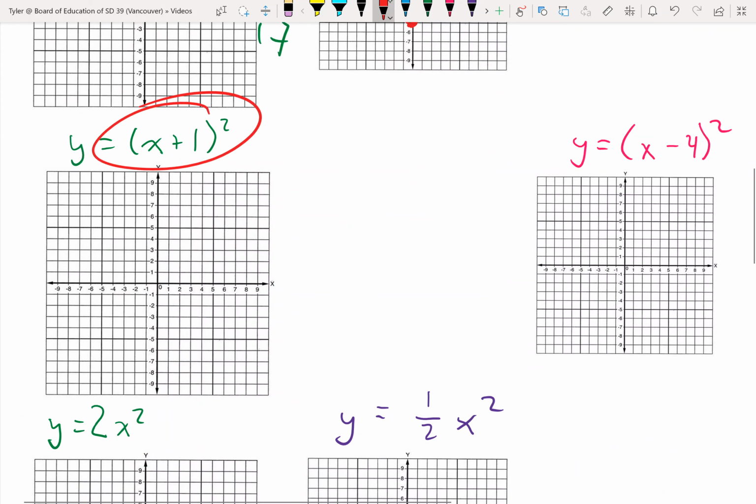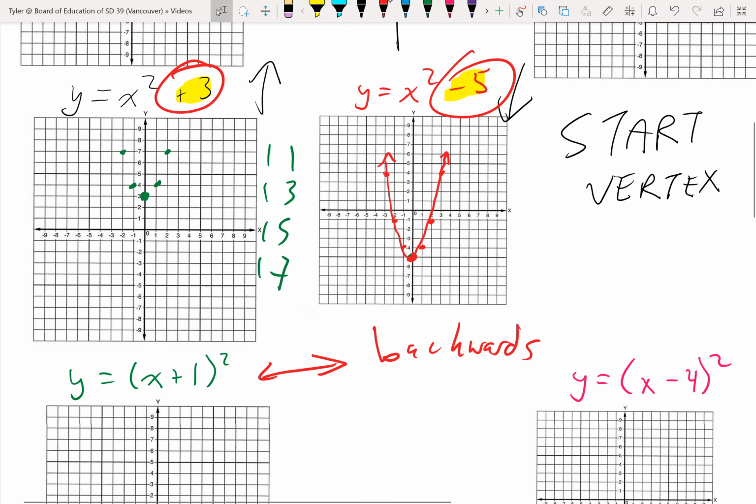These ones look a little different. You'll notice that the plus or the minus is inside the bracket with the x, and then the whole thing is squared. Okay? When you have a situation like this, it's going to shift right or left. The way that this works is it's always backwards. The one we did before, up was positive, down was negative. That makes sense. That's logical in our heads.